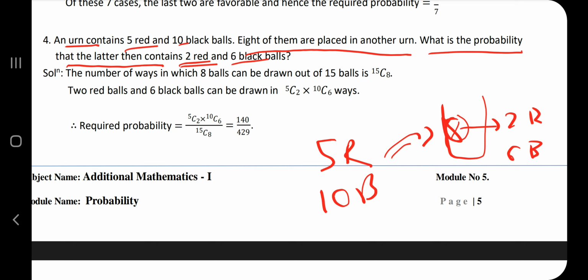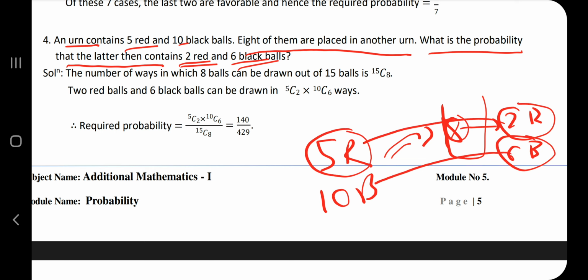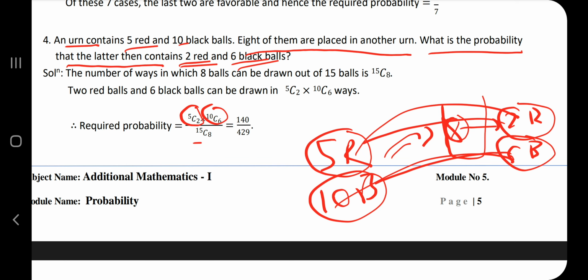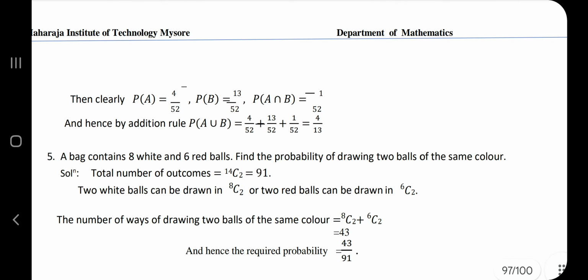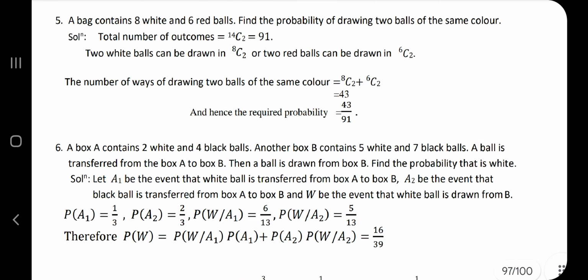Now they are telling 2 red and 6 black balls have been drawn from here. What is the probability? Tell me. 2 red balls are drawn from the 5, and 6 black balls are drawn from the 10, obviously. So from 5, 2 are drawn: 5C2. From 10, 6 are drawn: 10C6. Divide by the total, and that will give you the final answer. Okay, fine.